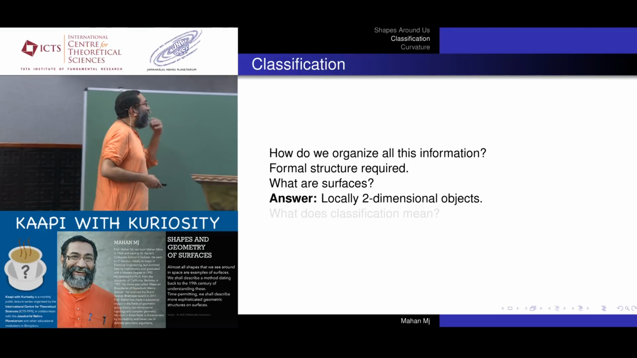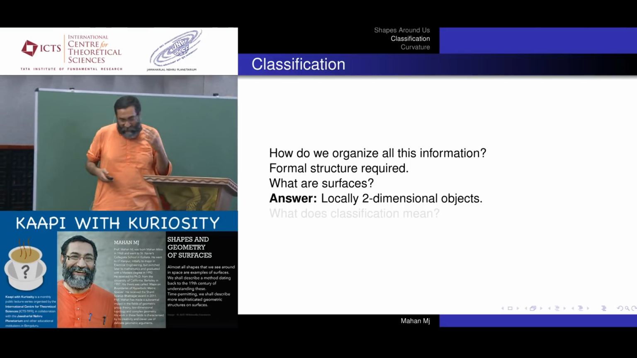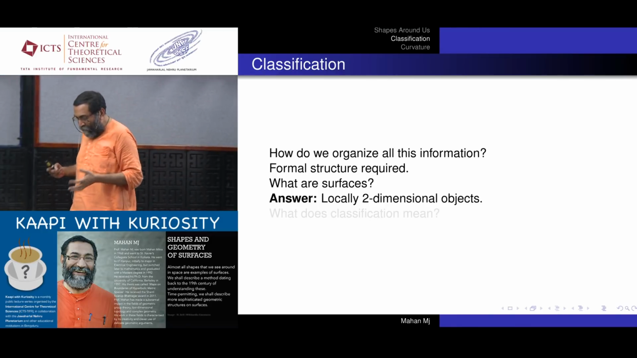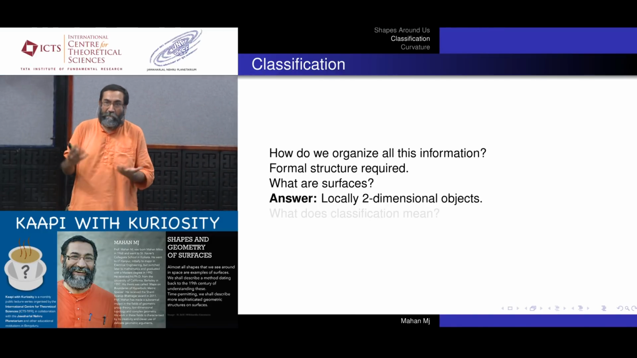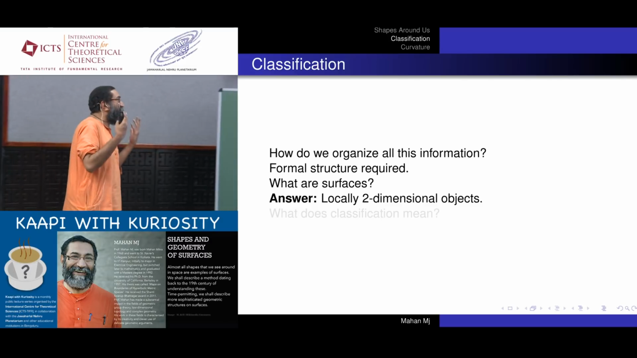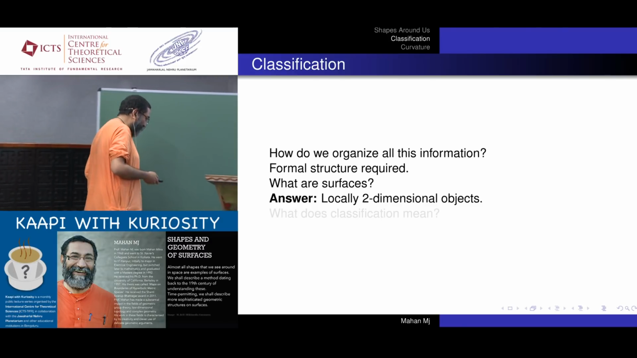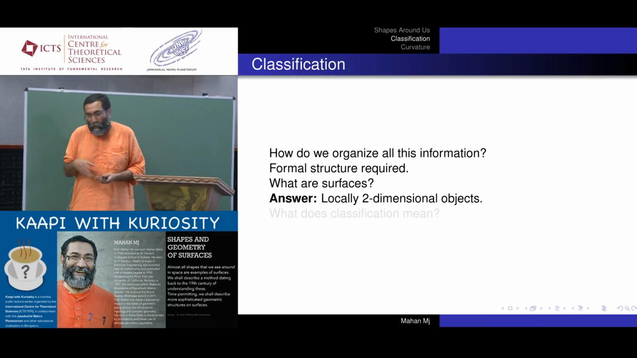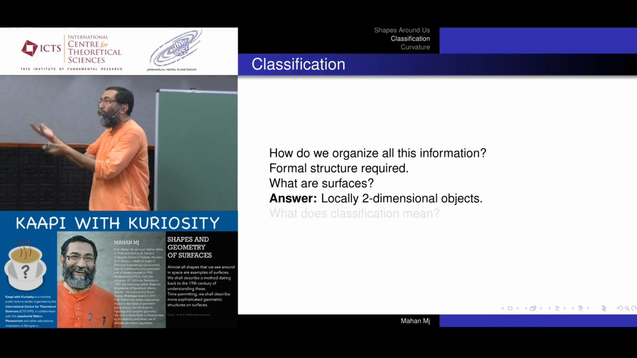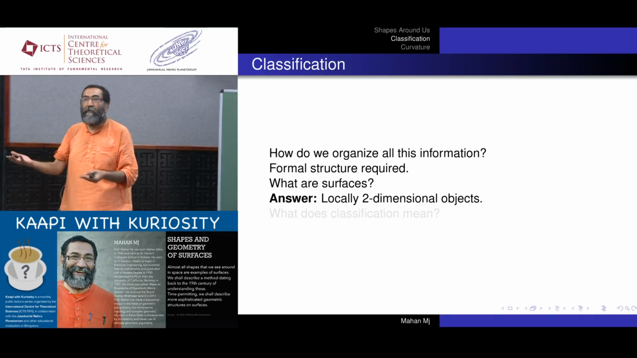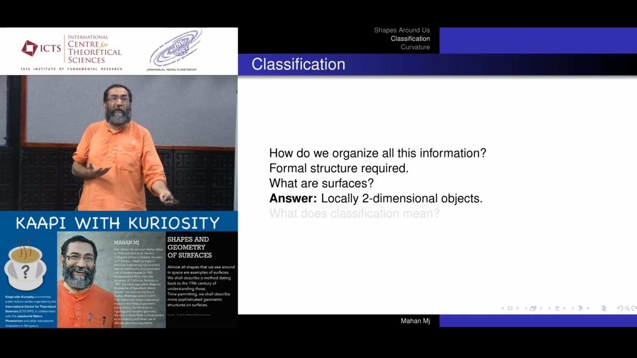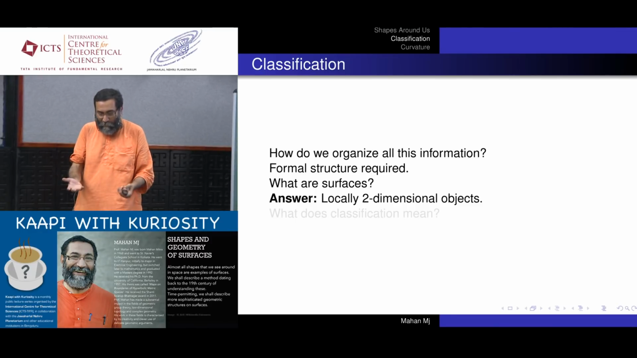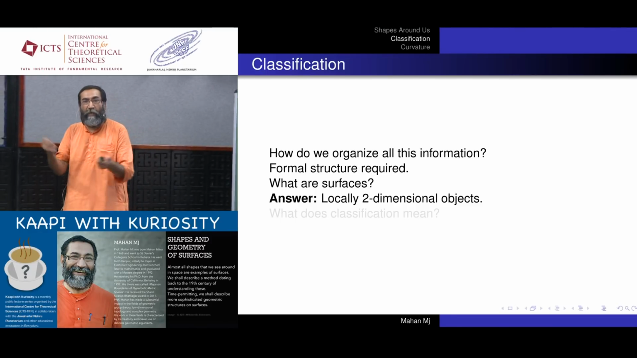So these are the objects that we are going to study, and then I said that we are trying to understand them. Yeah? So what does trying to understand them mean? And basically what we want to say is that given two locally two-dimensional objects, we would like to say whether they are equivalent, or whether they are truly different.